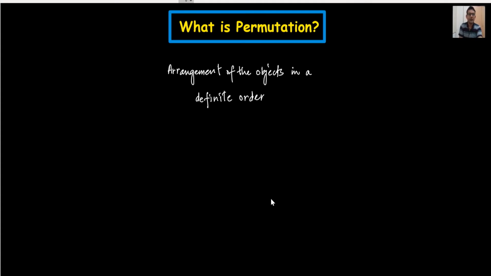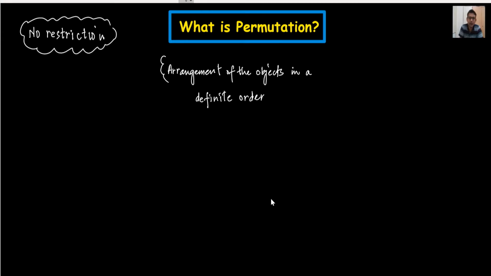Today's target is that we have no restriction. No restriction is very important because in the next video, I will be talking about permutation with restriction. There is no restriction in this exercise or in this video. So arrangement of all the objects in a definite order is just called permutation, and the word arrangement is very important for the permutation.